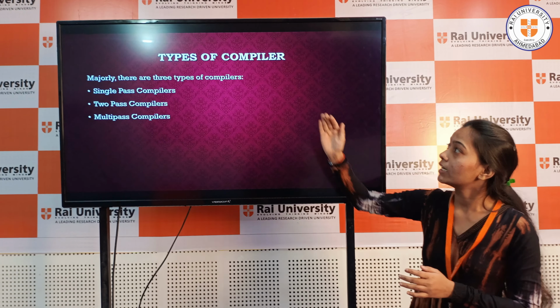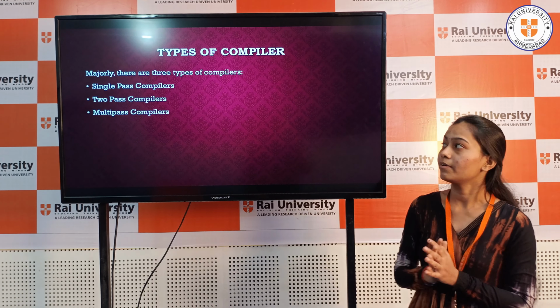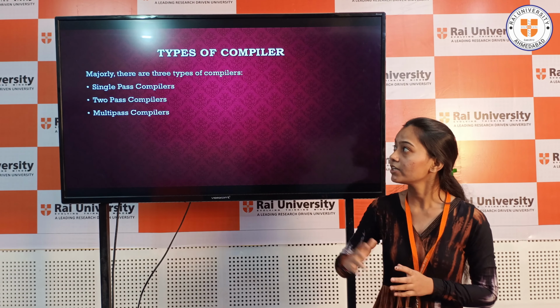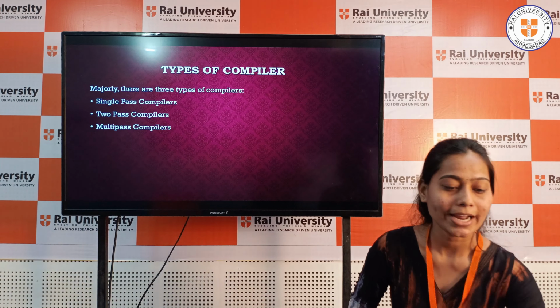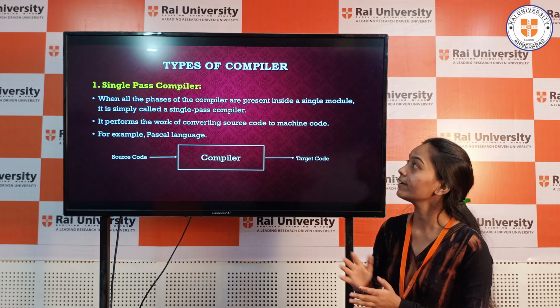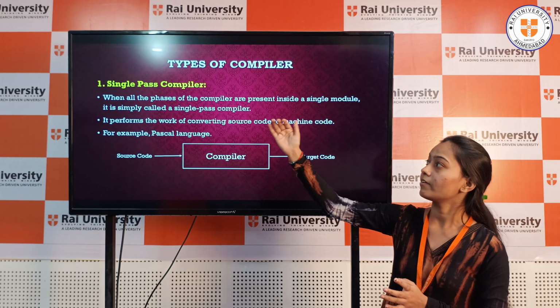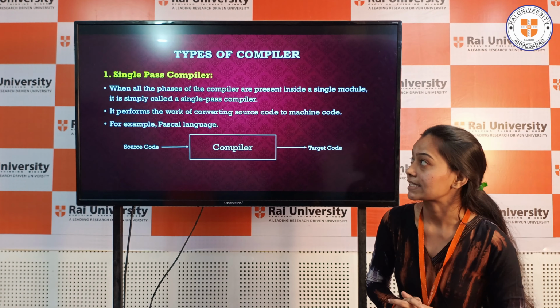Now moving forward, what types of compilers are there? Majorly we have three types of compiler. The first one is single pass, then two pass and multi-pass compiler. What do they do? Let's see. So first of all, types of compiler. The first type is single pass compiler.